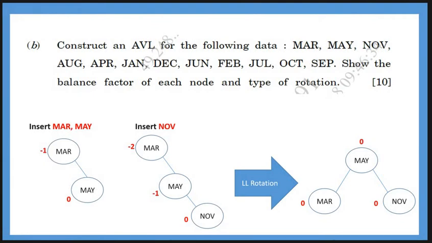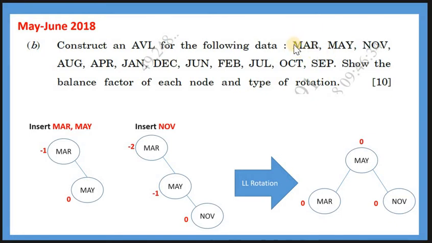This example was asked in the exam May-June 2018. Construct an AVL tree for the following data. The data is nothing but the months of the year. Show the balance factor of each node and the type of rotation. So you should be very careful. You must know the alphabet sequence A to Z. So you have to check the sequence here.